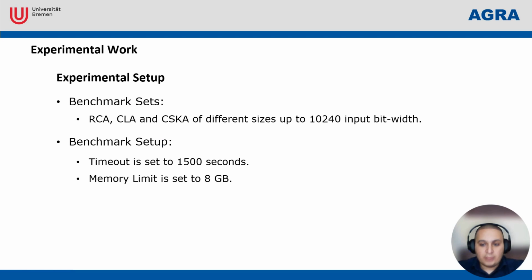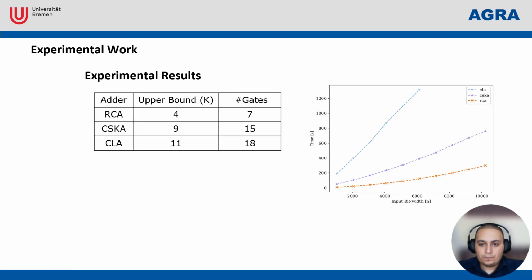Now for the experimental work. First we use 3 types of adder circuits, different adder architectures with various input sizes up to 10k bits. We also set the timeout to 1500 seconds and the memory limit to 8 GB. Now the plot on the right shows how each circuit or each adder architecture scales over time.